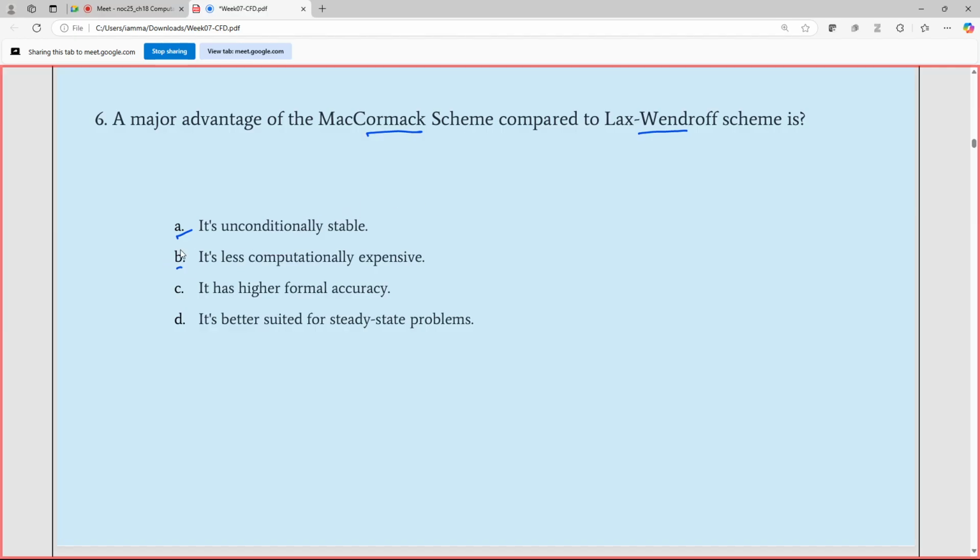Option B, that is, McCormack scheme is less computationally expensive. That is our answer. That is the main advantage of McCormack scheme over Lax-Wendroff scheme.